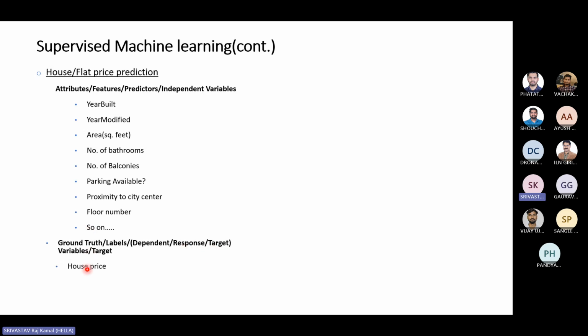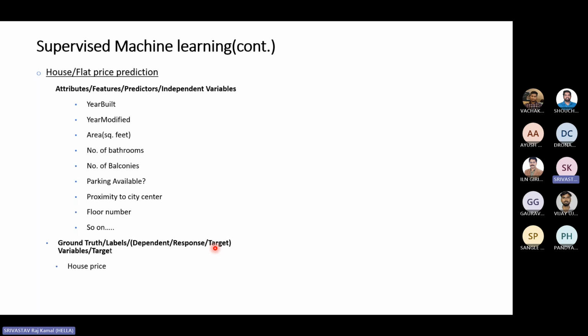Why? The house price, that's the target variable, the thing which you want to achieve. It's also known as dependent variable, response variable, target variable. You can call it whatever. Ground truth is the best layman term. Ground truth labels. House price is an example. So these are the two terminologies, right?